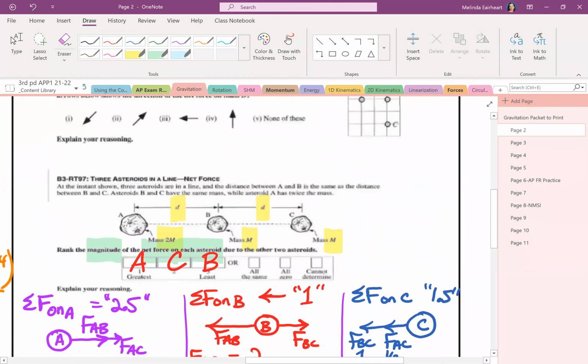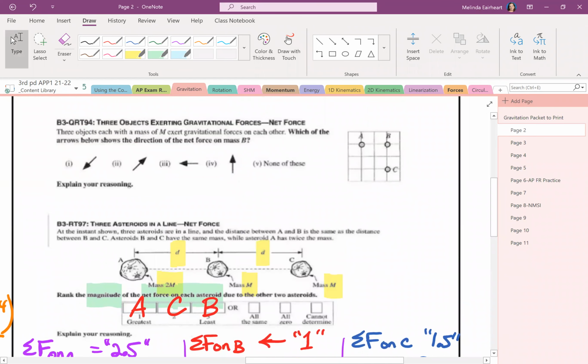Now, what if we have some offset? Imagine these 3 asteroids, but now they tell us they each have the same mass. They're going to exert gravitational forces on each other. Which arrow shows the direction of the net force? Where's your preposition? On mass B. Who are we drawing a force diagram for? B. It's on who? So we'll draw a force diagram for B.